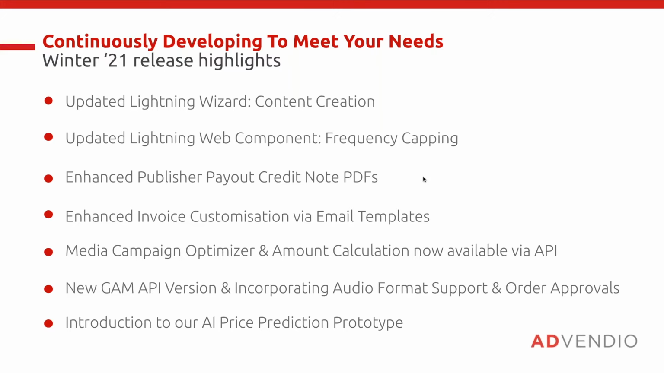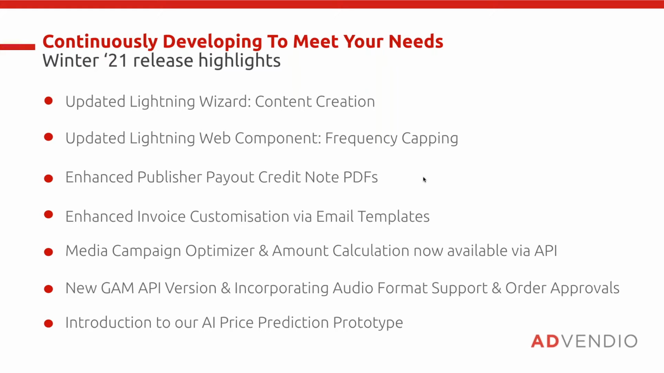So we'll firstly have the updated Lightning Wizard for content creation. We also have a Lightning Web component for frequency capping. I will show once again our enhanced publisher payout credit note PDFs. We'll also talk about a new and very exciting feature, which is the enhanced invoice customization via email templates. We'll briefly mention also new API functions that we have, which are the optimizer and the amount calculation. We also have the new GAM API version and 2 new features for GAM, which we'll talk about as well. And we'd also like to give you a brief overview of our AI price prediction prototype.